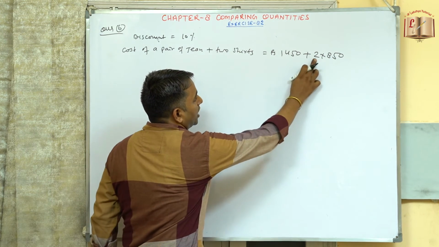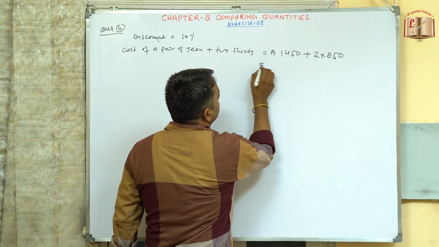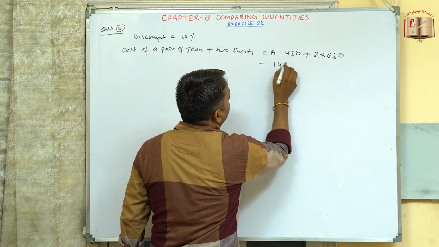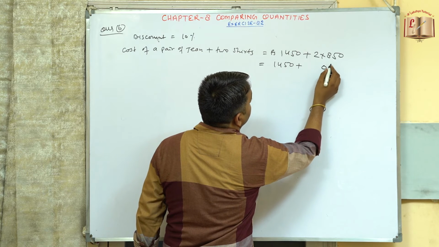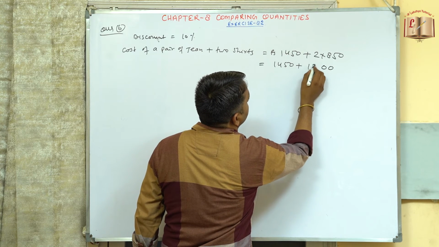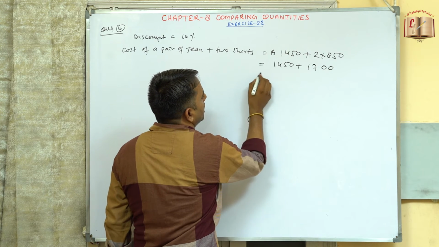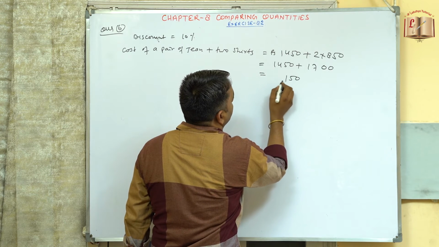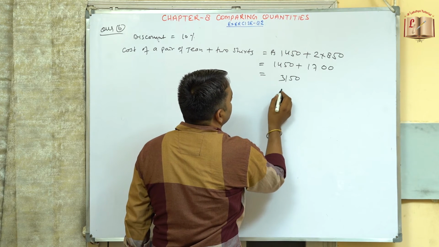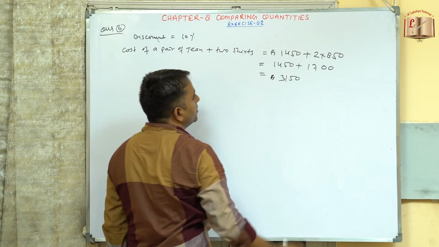So how much will 2 shirts be? 2 into 850. So this will be equals to now 1450 plus 2 multiplied, this will be 1700. Now we'll add this up. So this will be now 501 and this will be 3. So 3150 now.